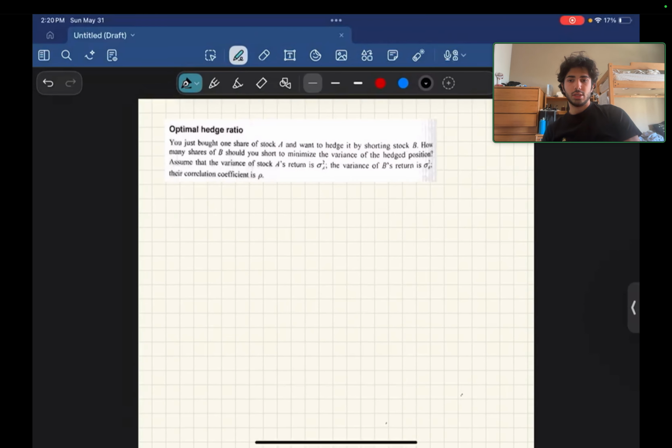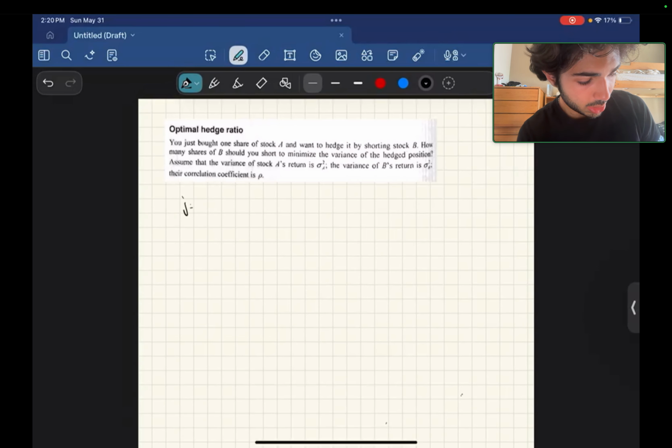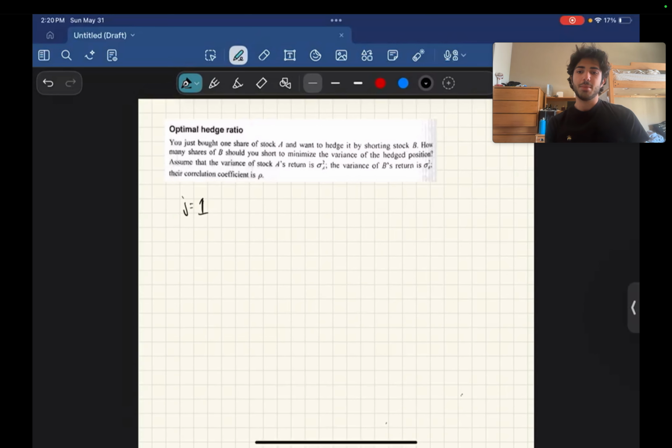This question is called optimal hedge ratio, and it says you just bought one share of stock A and want to hedge it by shorting stock B. So we can call it J equals one share of stock B. How many shares of B, so H, I'm trying to find, how many shares of B should you short to minimize the variance of the hedged position?